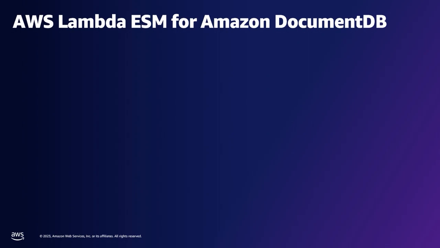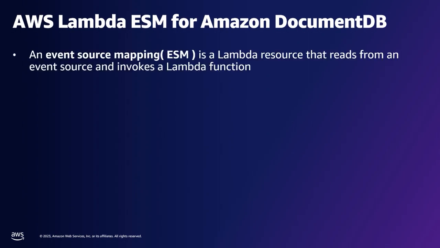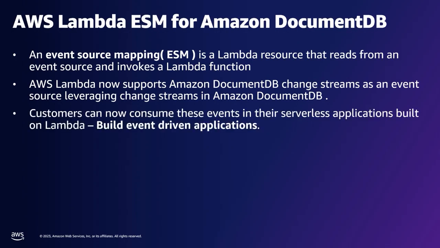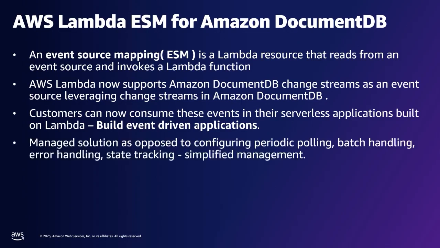Now let's see what enables Lambda functions to be triggered by those change streams. Lambda ESMs, or event source mapping, is a Lambda resource or utility that can read from an event source and invoke a Lambda function. Lambda now supports Amazon DocumentDB change streams as an event source, and it leverages the change streams that are stored in the DocumentDB storage layer. And now, with the help of change streams and the ESM, you could build event driven applications on Amazon DocumentDB.